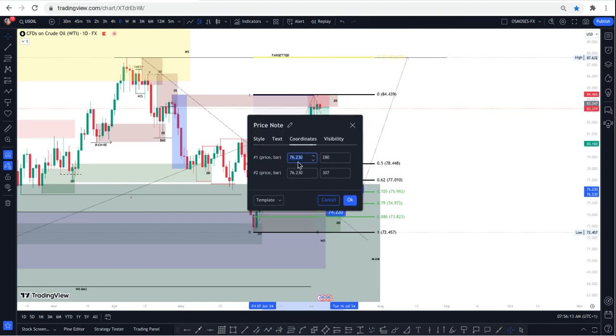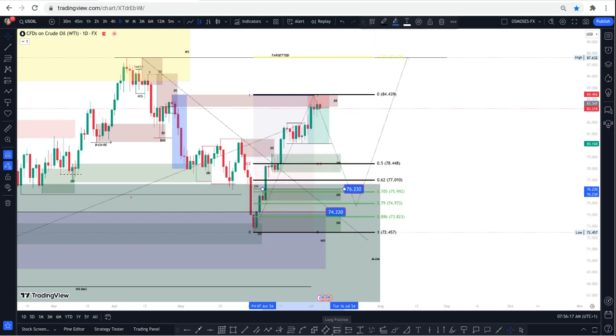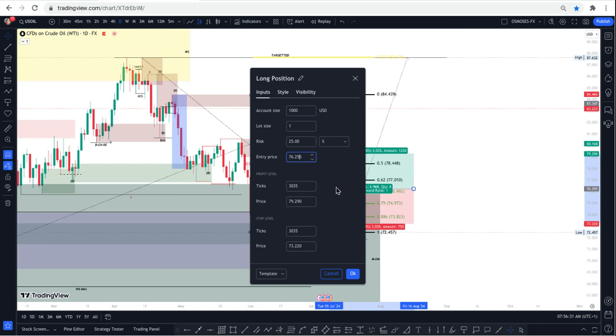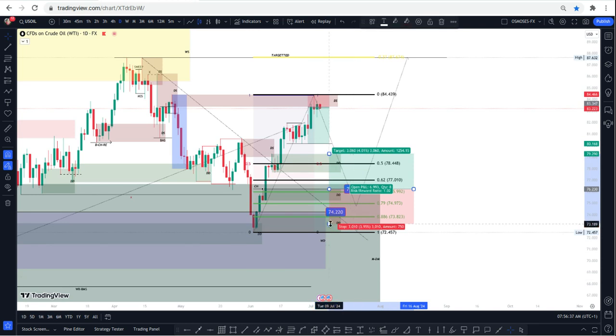So we still have a lot of weeks ahead, and this might take a lot of time though, because it's retracing. So don't push yourself trying to meet up with it. No, just wait for it to come. There it comes. All right, so I have my entry set.